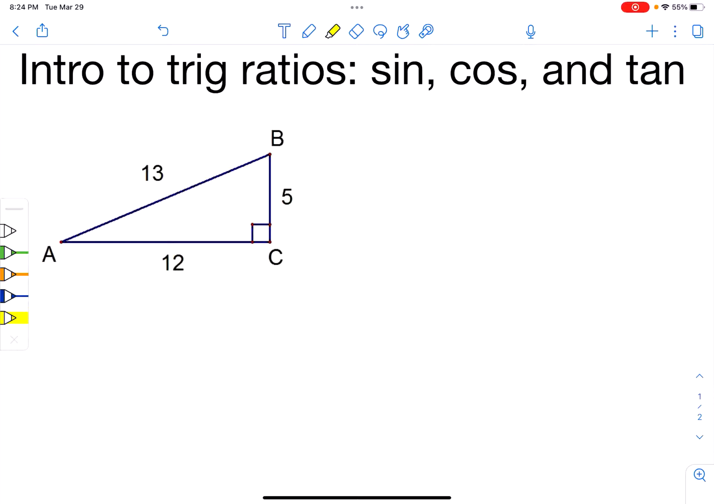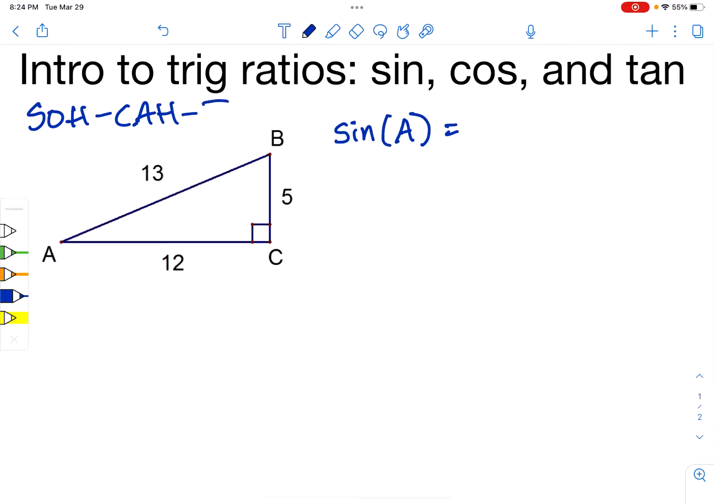All right, so today we're going to go over a little intro on trig ratios, sine, cosine, and tangent. On our formative assessment, we were given this triangle right here with these dimensions, and we were given the following questions, so we're going to go over them here. I believe we were asked to find the sine of A. Well, remember our SOHCAHTOA. That's going to be our key here for this whole problem.